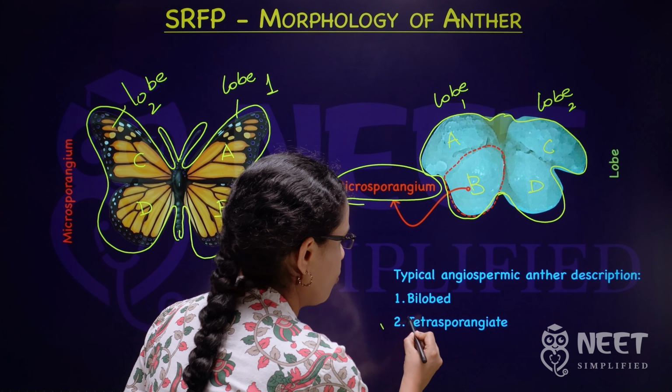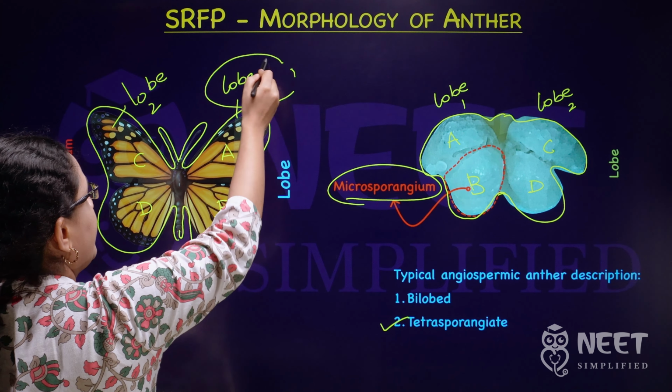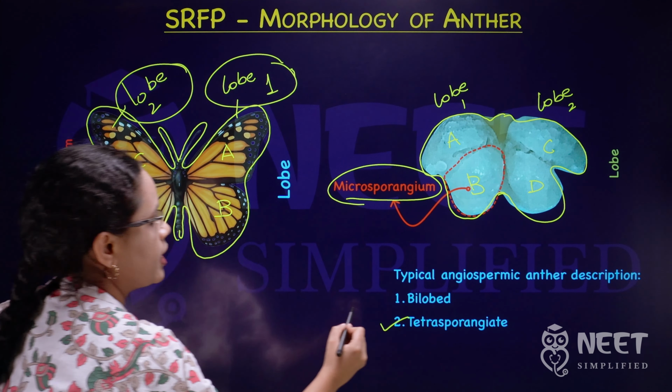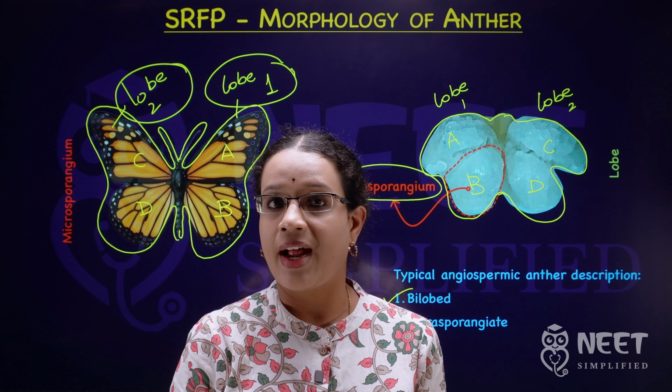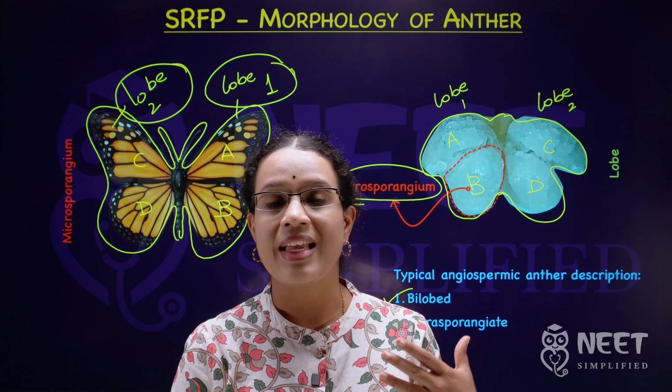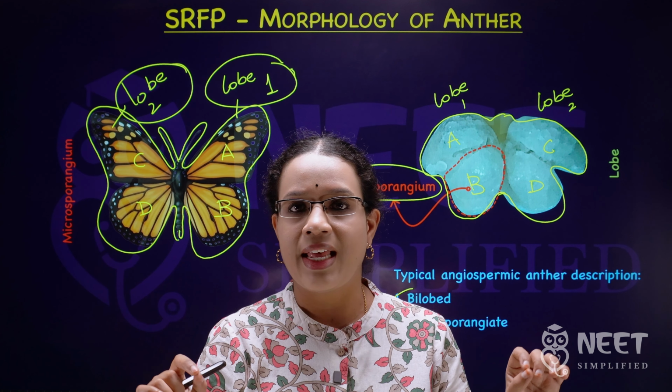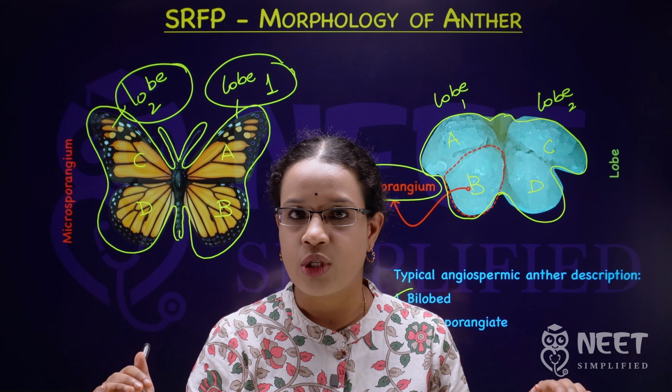Also, we have found how many lobes? This is forming one unit. So this is lobe number 1 and lobe number 2. So it is bilobed. Now you have also understood that there was one more term, dithecous. So now it's clear that there are 2 lobes and 4 microsporangia.